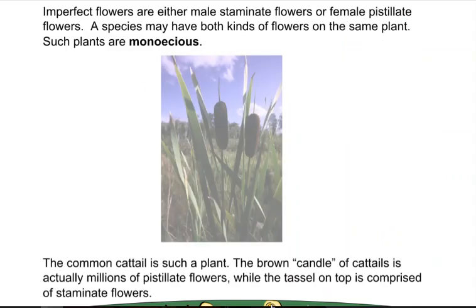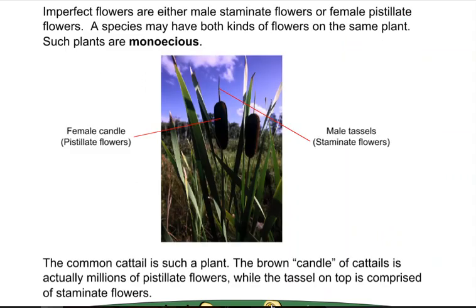Now move forward. Imperfect flowers are either male staminate flowers or female pistillate flowers. A species may have both kinds of flowers on the same plant. Such plants are monoecious: female candle pistillate flowers and male tassel staminate flowers. The common cattail is such a plant. The brown candle of cattail is actually millions of pistillate flowers, while the tassel on top is comprised of staminate flowers.